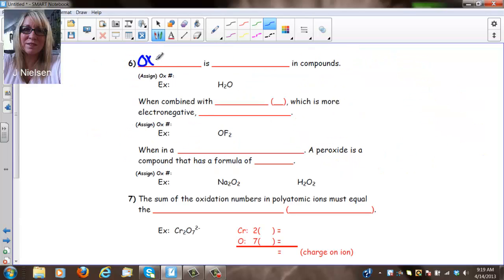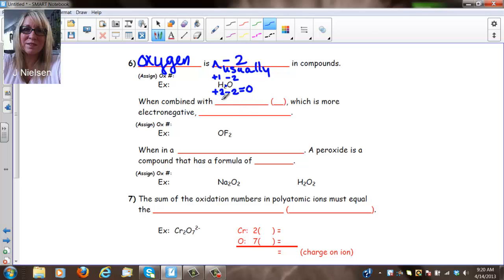And oxygen is -2 in compounds. Put in the word usually, because there is an exception. Oxygen is usually -2 in compounds. So here, oxygen is -2, that gives me a -2, it has to equal 0. Hydrogen has got to be +2, but there's 2 of them, so 2 divided by 2 is +1, so each hydrogen is +1.